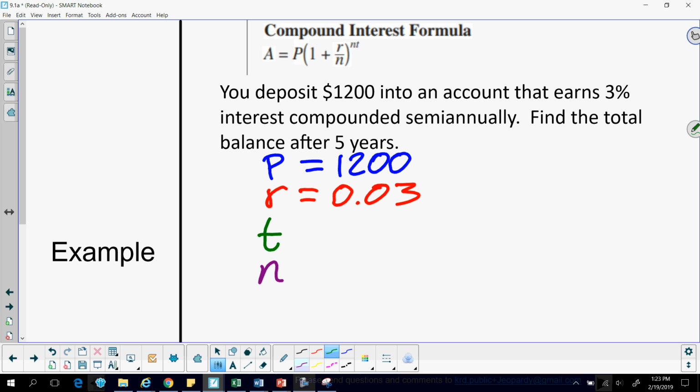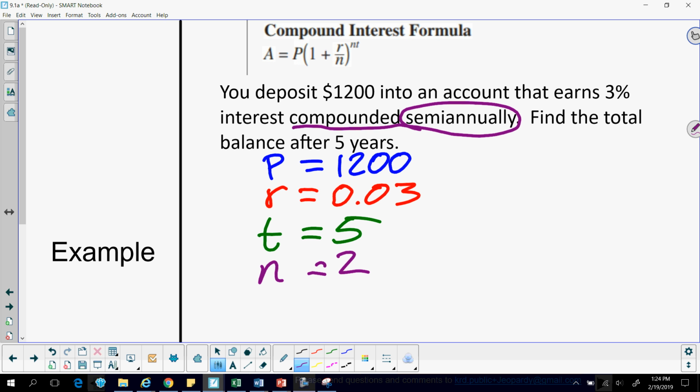Who can tell me what the T is? Don't let it trick you, Jeremiah. 5. The T is 5. So what's my N? 2. How did you figure that out, Jordan? It's semi-annually. 90% of the time, it will come right after the word compounded.